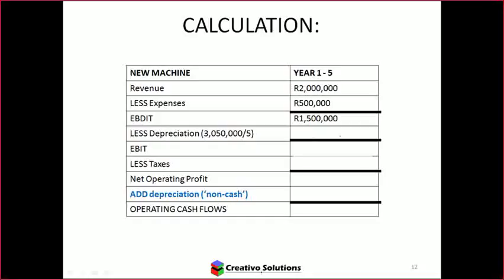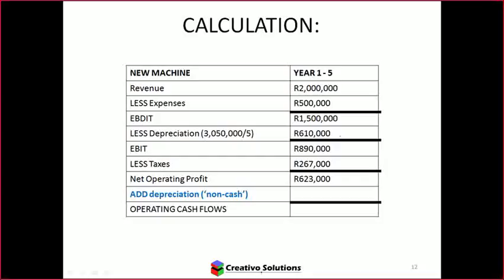Okay, so what does that give me? 610. Yes. What's the EBIT? 890,000. Okay, what's the tax on that? 267,000. Okay, so net operating profit? That I'm still busy with. How do I calculate that? The EBIT minus the tax.